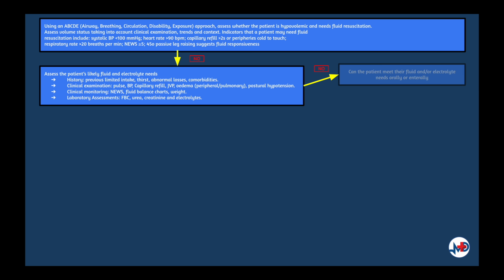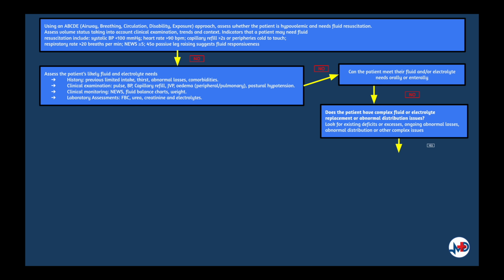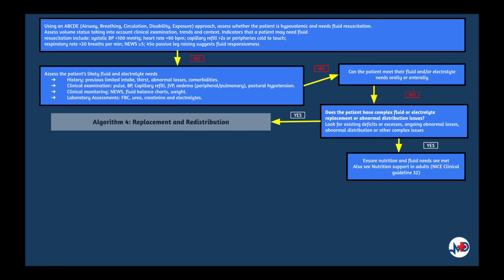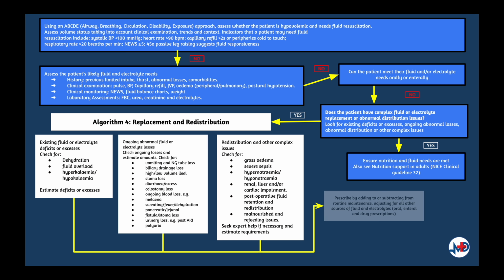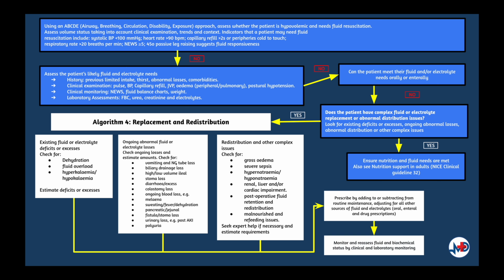And finally, we have the fourth algorithm, which is replacement and redistribution. Upon completion of fluid resuscitation, you want to ask yourself if the patient has any complex fluid or electrolyte replacement or abnormal distribution issues. In that situation, you may want to consider some replacement and redistribution therapies. For existing fluid or electrolyte deficits or excesses, you want to look for dehydration, fluid overload, or hyper- or hypokalemia. Estimate the deficits or excess and prescribe by adding or subtracting from the routine maintenance that is already available.